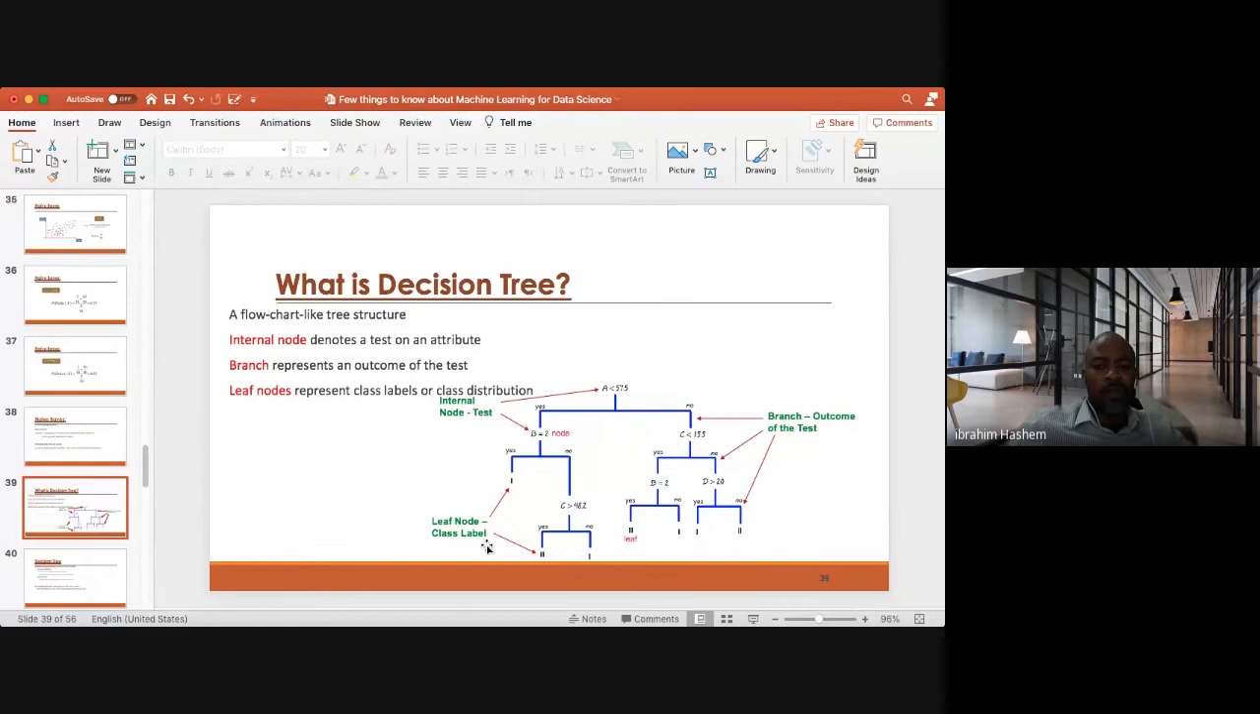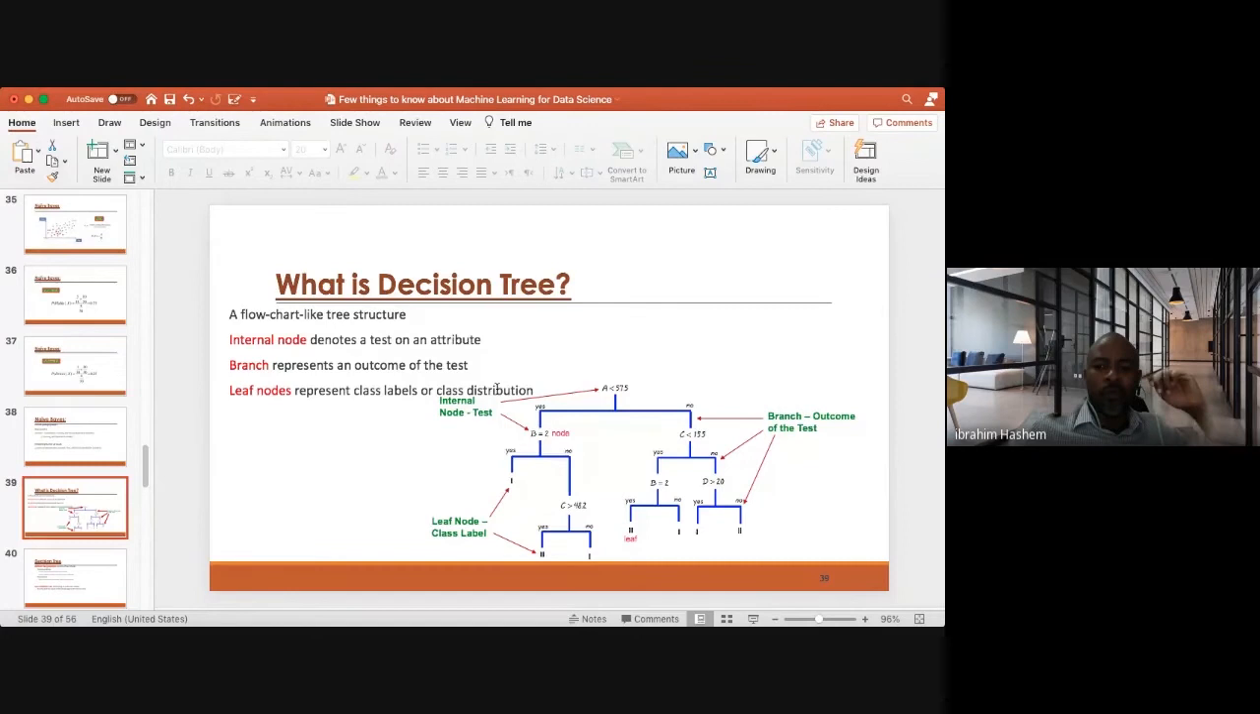What we are looking for is the class level. But to reach this class level, we have to check. Let's say if A is less than 575, then you check the condition. So yes, it's less. Then you move into the next, and then you check B equal to, then you check, and then you move further until you have the last one, which is the leaf. So it depends on which one you are checking. It will lead you to the type of class level that you want to look for. So the leaf node is representing the class level or class distribution.